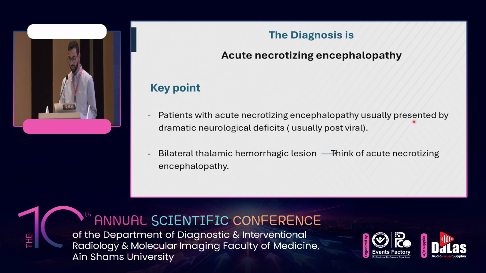These bilateral thalamic hemorrhagic lesions are features of acute necrotizing encephalopathy, which causes dramatic neurological symptoms, usually post-viral infection.